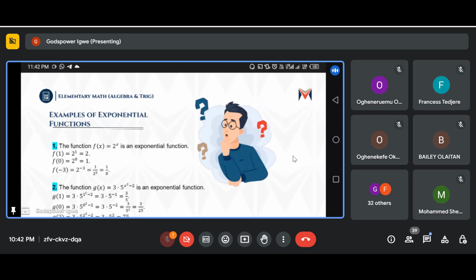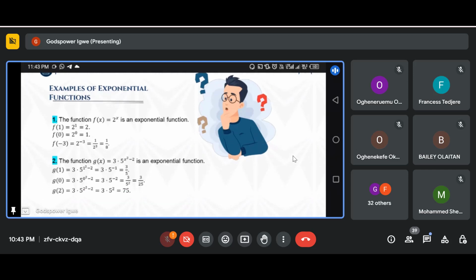Those things are exponential functions. With anything raised to power 0, you know already that is 1. So even if it's 2 million raised to power 0, it's equal to 1. We also know that anything raised to the power of 1 is equal to itself. So 3 raised to power 1 is equal to 3. That's what this part is trying to explain.